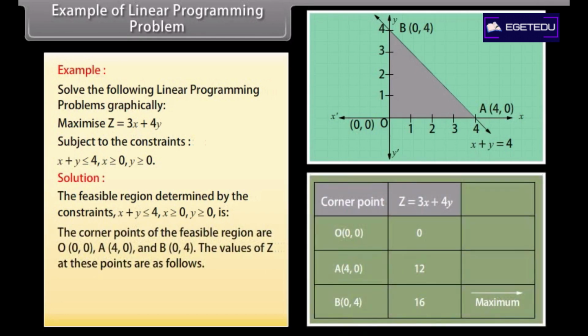The corner points of the feasible region are O(0, 0), A(4, 0), and B(0, 4). The values of z at these points are as follows. Therefore, the maximum value of z is 16 at the point B(0, 4).